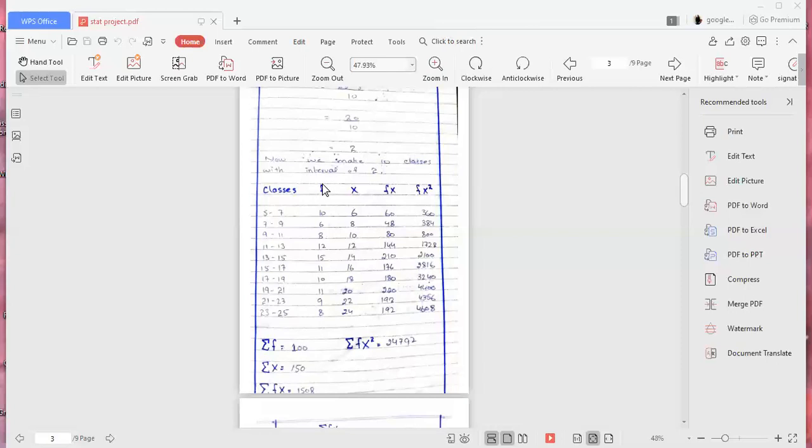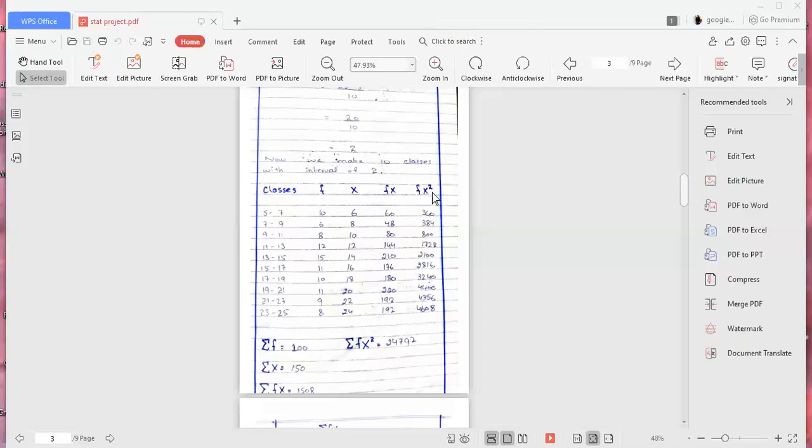Now the next requirement is f into x, which means we have to take the product of frequency and midpoint. Simply multiply f and x with each other. 10 multiplied by 6 is equal to 60. 6 multiplied by 8 is equal to 48. 8 multiplied by 10 is equal to 80. Solve all of them as it is.